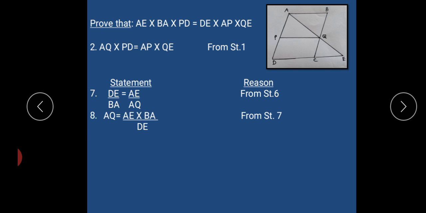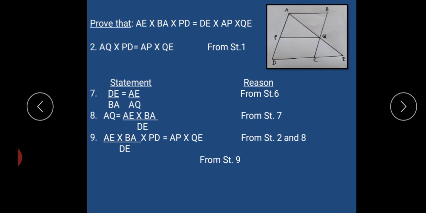AQ into PD is equal to AP into QE. So this AQ, that is from statement 8, you put in statement 2. So you will get AE into BA upon DE into PD is equal to AP into QE. Cross multiply and see the result. AE into BA into PD is equal to DE into AP into QE.